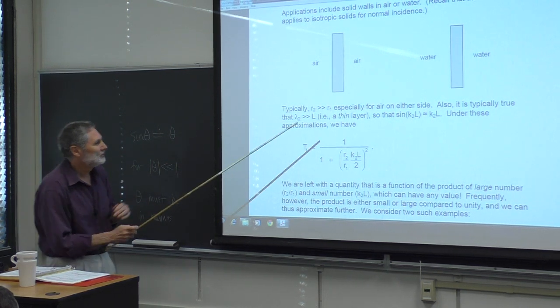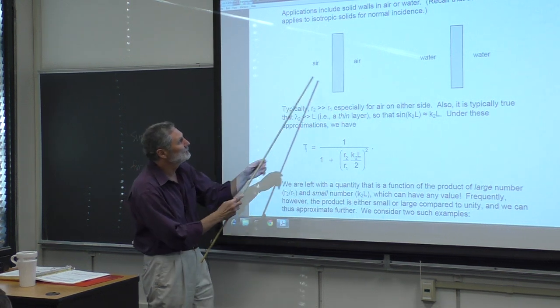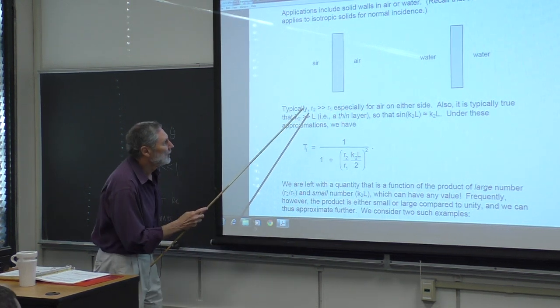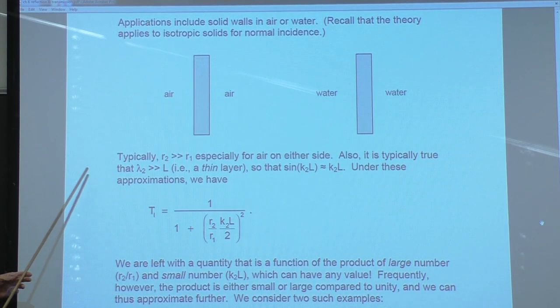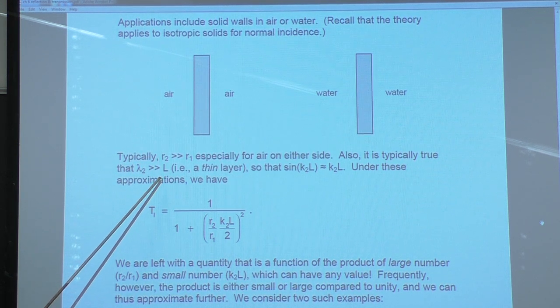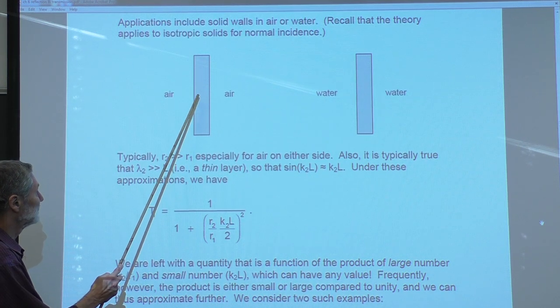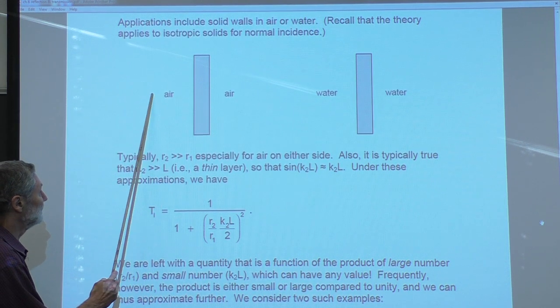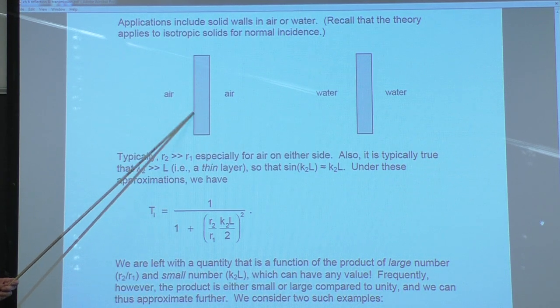So what we're forced to do here is look at a special case, where we've made 2 assumptions to get here. We've assumed R2 is much greater than R1, which is typically the case. Much substantially greater impedance here than the identical mediums on either side. We've also assumed that this is thin, right?